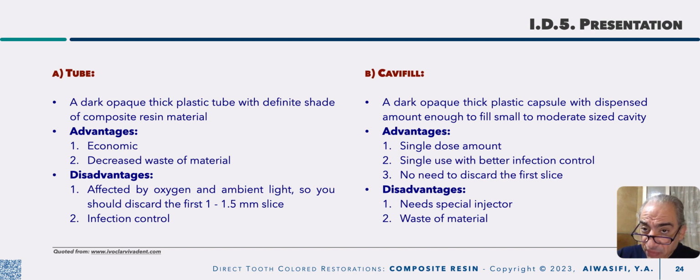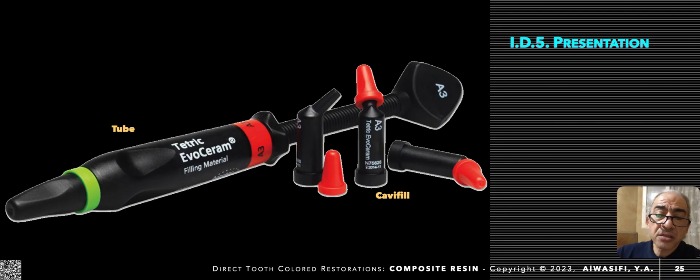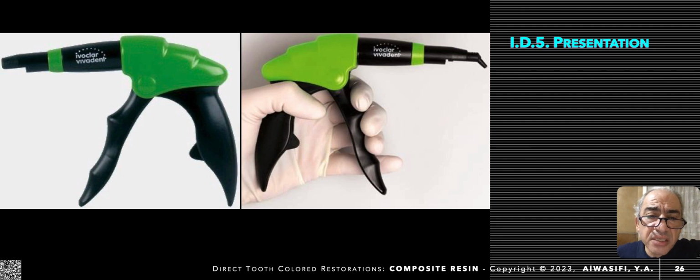millimeter thick from the composite tube and discard it, because it is either affected by oxygen inhibition, or it has started to set due to decomposition of your initiator. These are the tube and these are the cavifills. This is the applicator of cavifills, or gun, to be used.